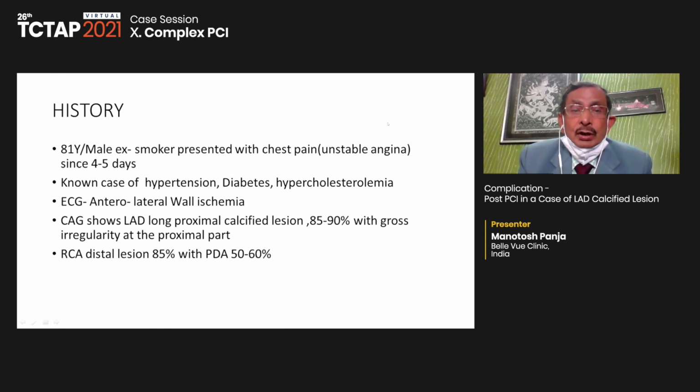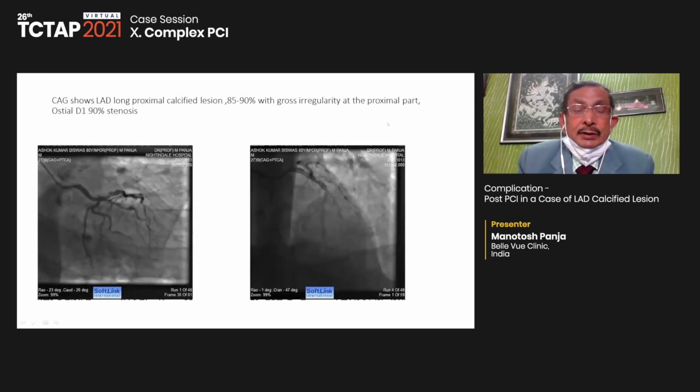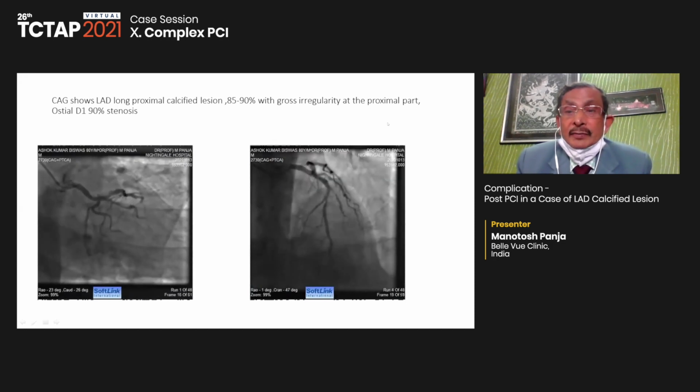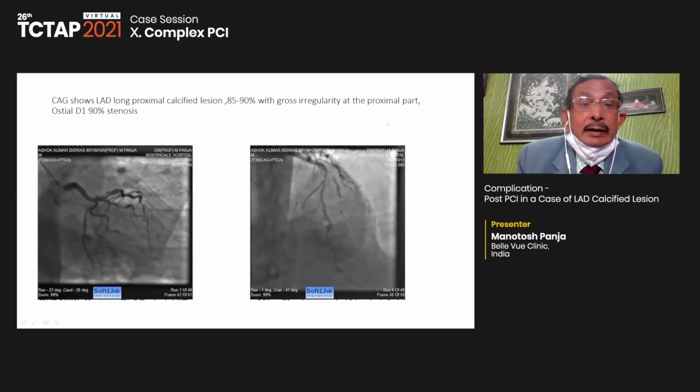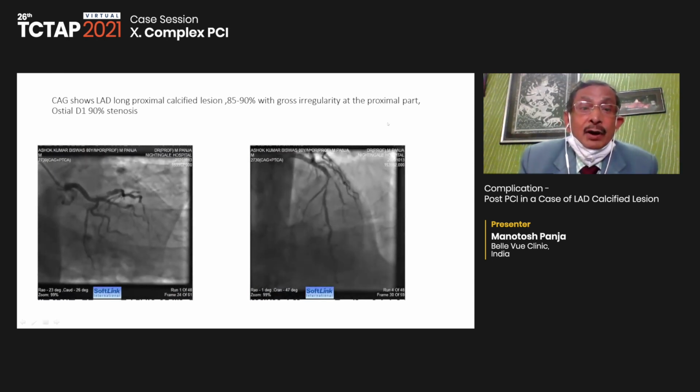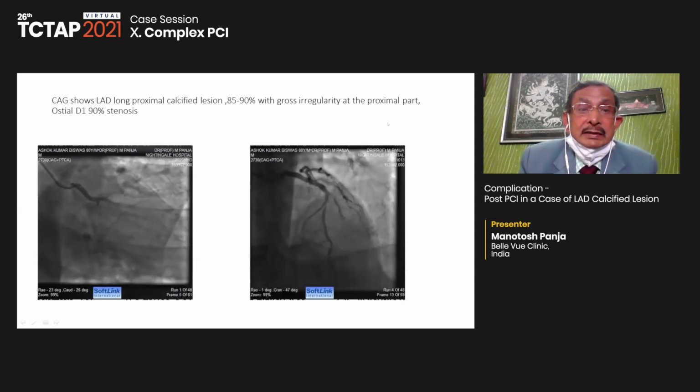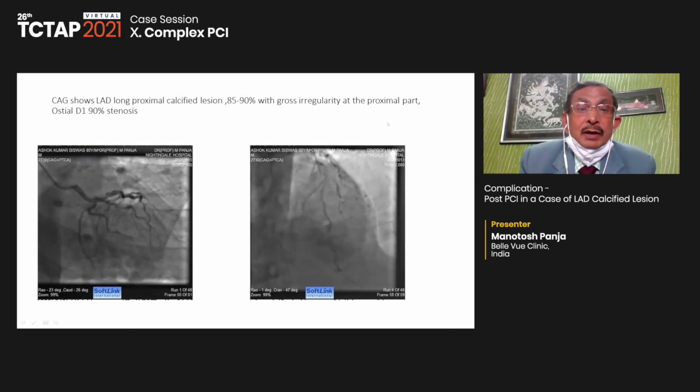And angio shows LAD long proximal calcified lesions, 85 to 90%, with gross irregularity of the proximal part of the LAD, and a distal RCA 85% lesion with some PDA 50 to 60% involvement also there. So my plan is double vessel angioplasty. I have taken the decision. This is the angio of the LAD with calcified lesion in the proximal part. There is some irregularity. I don't know whether it is the calcium chunk or something else, maybe some micro aneurysm. I don't know.